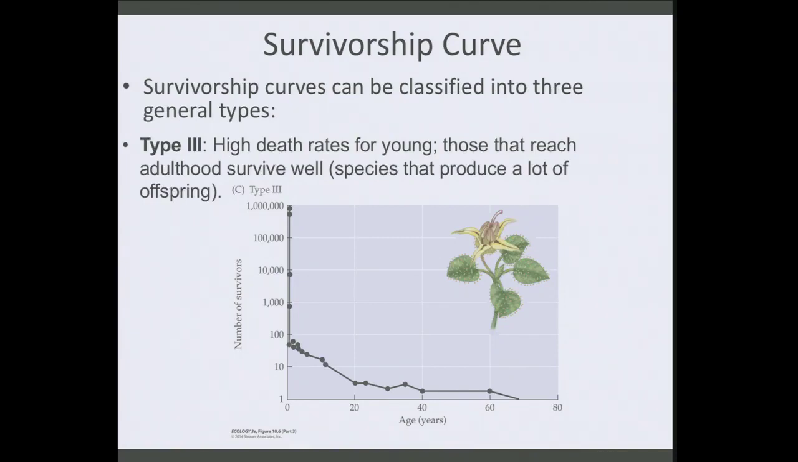Now these are often species that produce a lot of offspring. They're ones that we talked about in our life history chapter as the live fast, die young ones. They tend to produce a lot of offspring very fast because they don't have long to survive often.